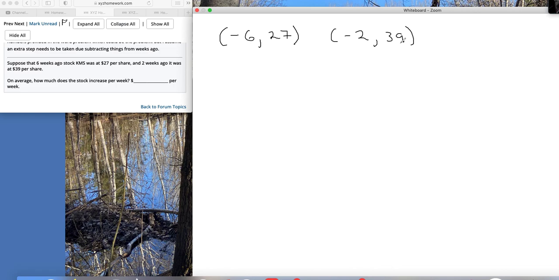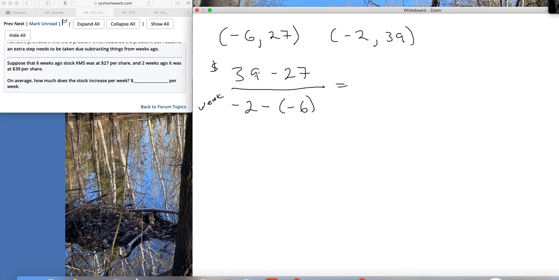And now that I have my ordered pair written out, I can do my change in Y over my change in X. So 39 minus 27 over, and then we have to be careful with these signs here, -2 minus a -6. And that's the sign where people have some trouble. So let's see, 39 minus 27, that'd be 12 up top. And remember, this is dollars, and this is weeks.